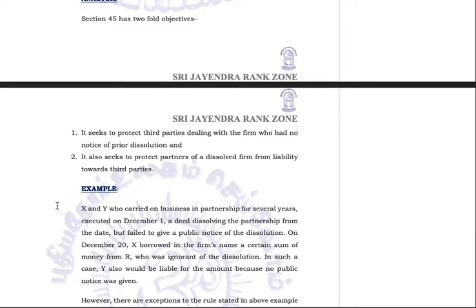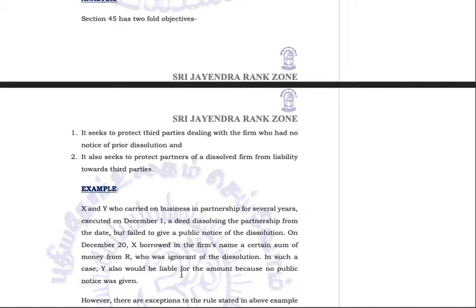Example: X and Y, who carried on business in partnership for several years, executed on December 1 a deed dissolving the partnership from that date, but failed to give a public notice of dissolution. On December 20, X borrowed in the firm's name a certain sum of money from R, who was ignorant of the dissolution. In such a case, Y also would be liable for the amount because no public notice was given.